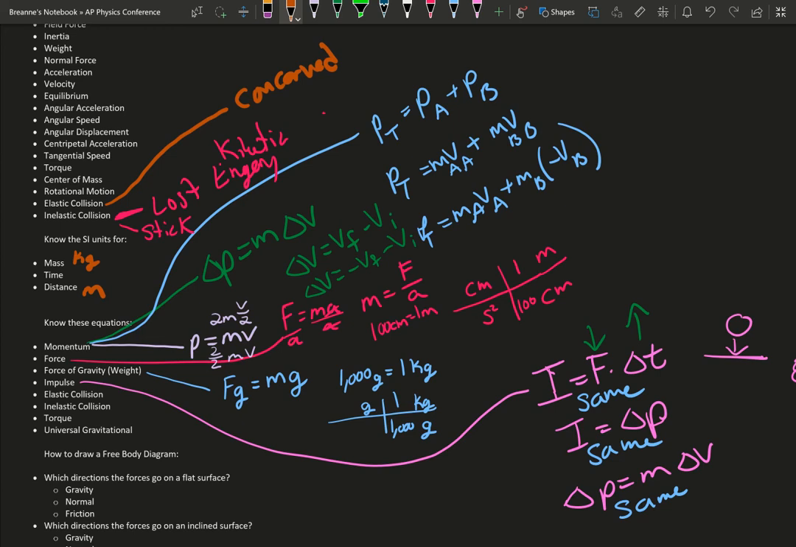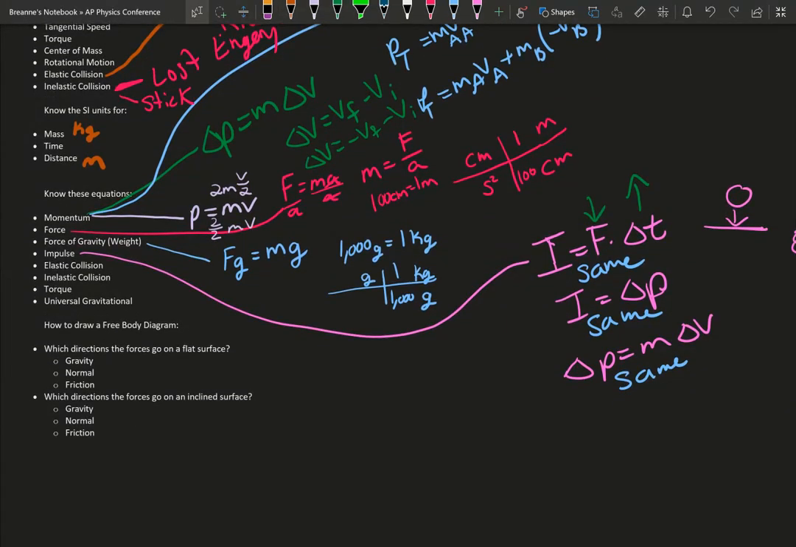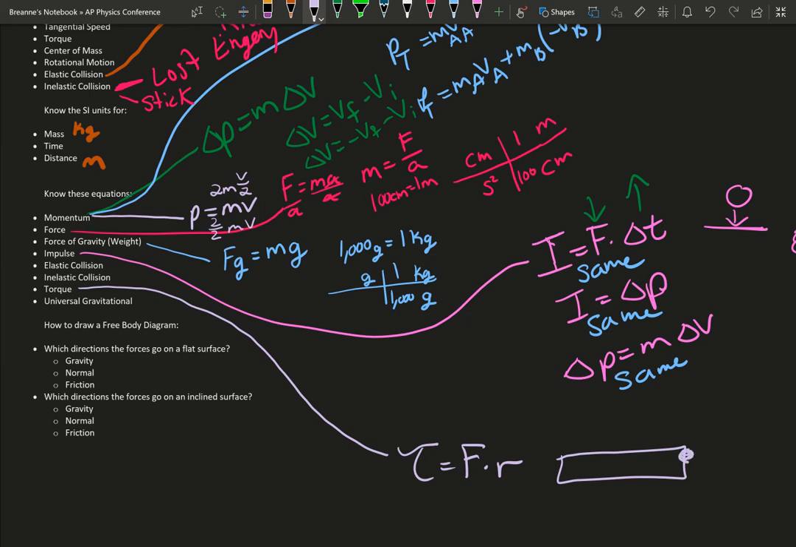So now we're going to be talking about our torque. Our torque equation is force times radius. And remember, radius is how far from the axis, the point of rotation. So if we have a door here and the hinges are on this side, it's going to rotate this way and this way, right? If we have the doorknob here, our radius would be from here all the way to the hinge. That would be our radius.